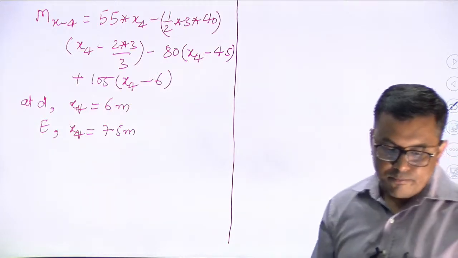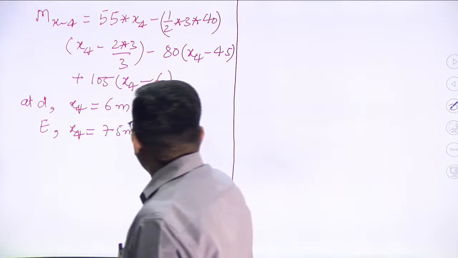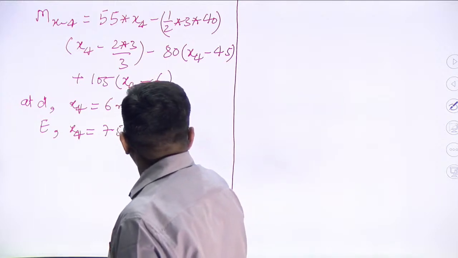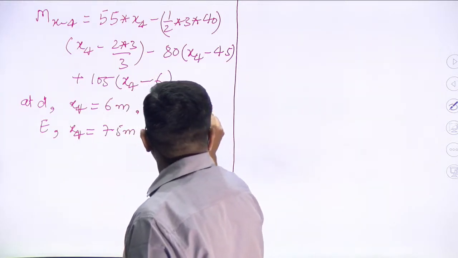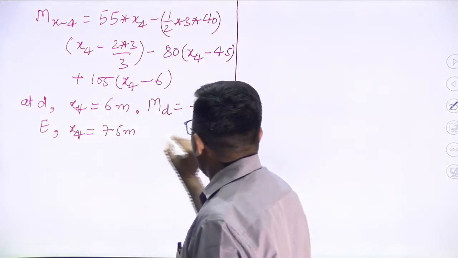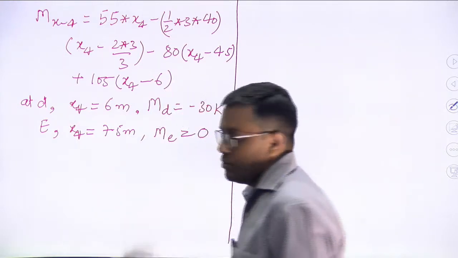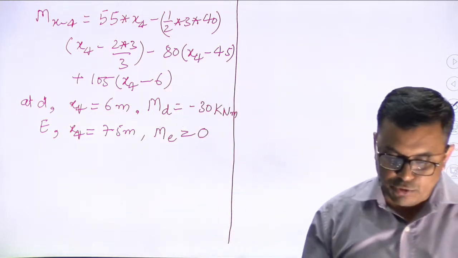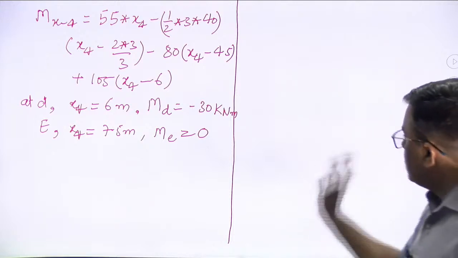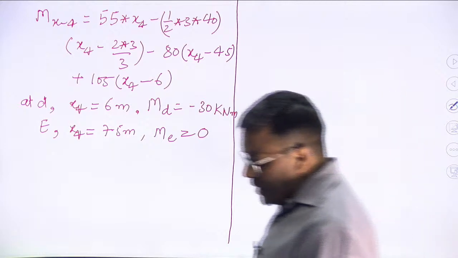क्या आ रहा है भाई? If I am putting here, I must say it is MD equals to minus 30 kilonewton meter, and at point E it is coming out 0. Please check. मैंने तो रख दिया. According to me, these are the right answers. Okay. सारे sections हो गए.